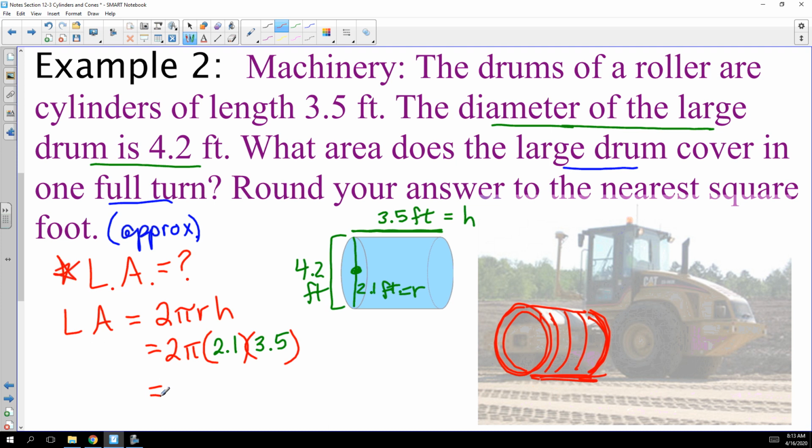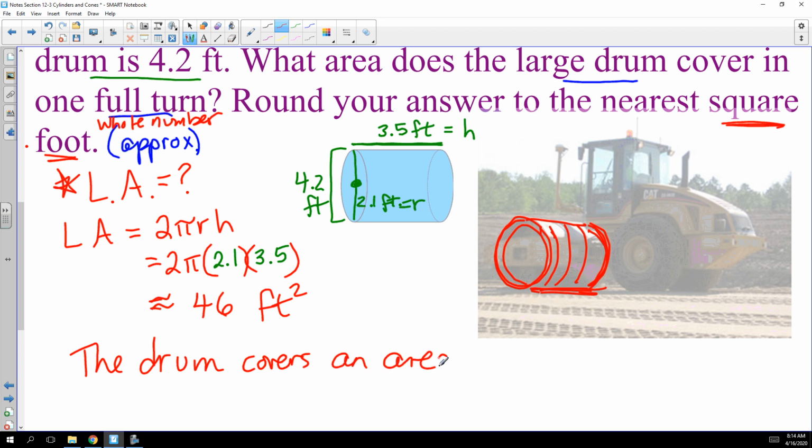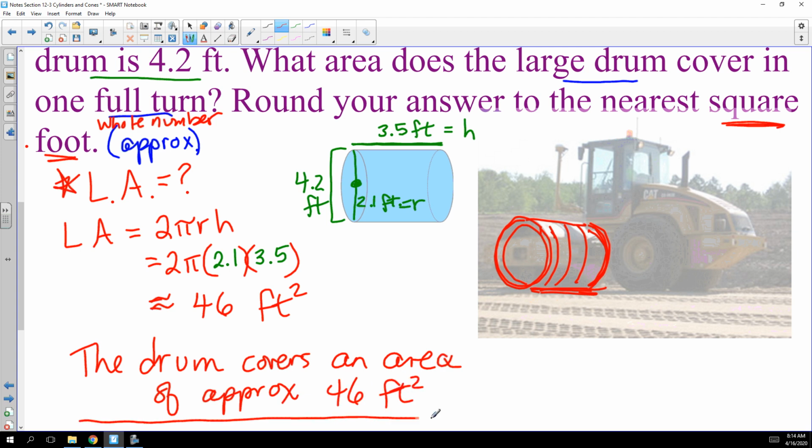And you can say that the area that it covers, and we're going to round to the nearest square foot, that's going to be a whole number, right? This should be a whole number. It doesn't say the nearest tenth of a foot or hundredth of a foot. So this lateral area that it's going to cover is approximately 46 square feet. And in word problems in general, you want to phrase your answer in a nice sentence. So the drum covers an area of approximately 46 square feet.